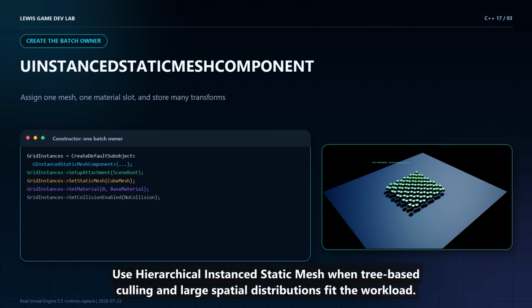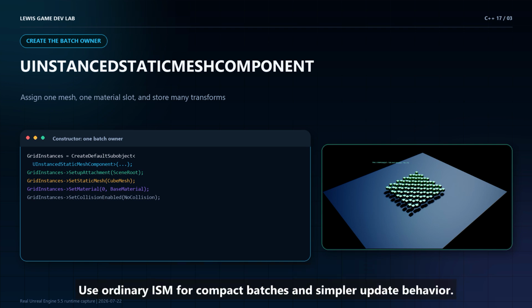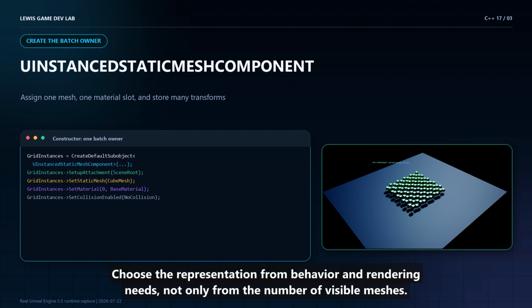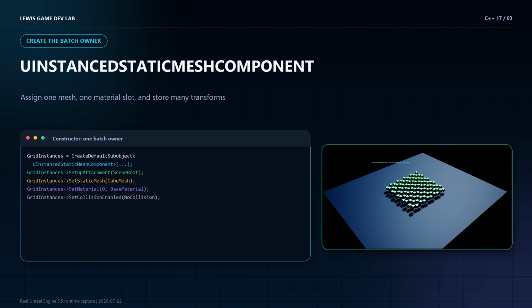Use hierarchical instance static mesh when tree-based culling and large spatial distributions fit the workload. Use ordinary ISM for compact batches and simpler update behavior. Use separate actors when objects need unique gameplay logic or ownership. Choose the representation from behavior and rendering needs, not only from the number of visible meshes.